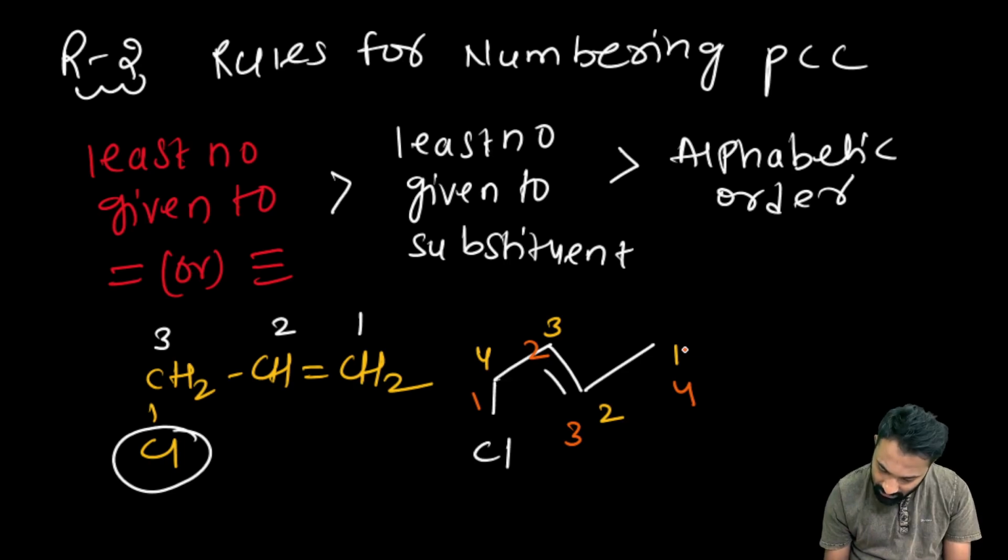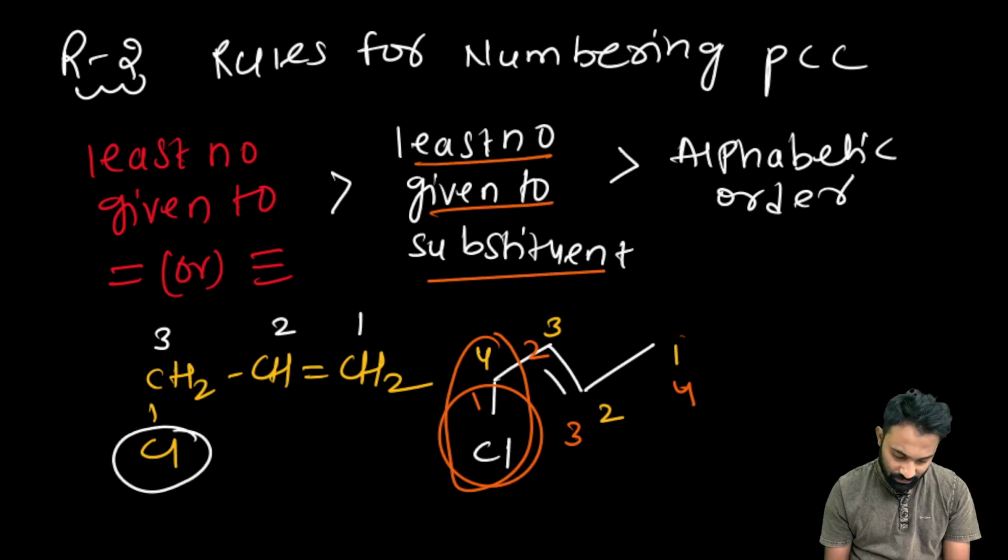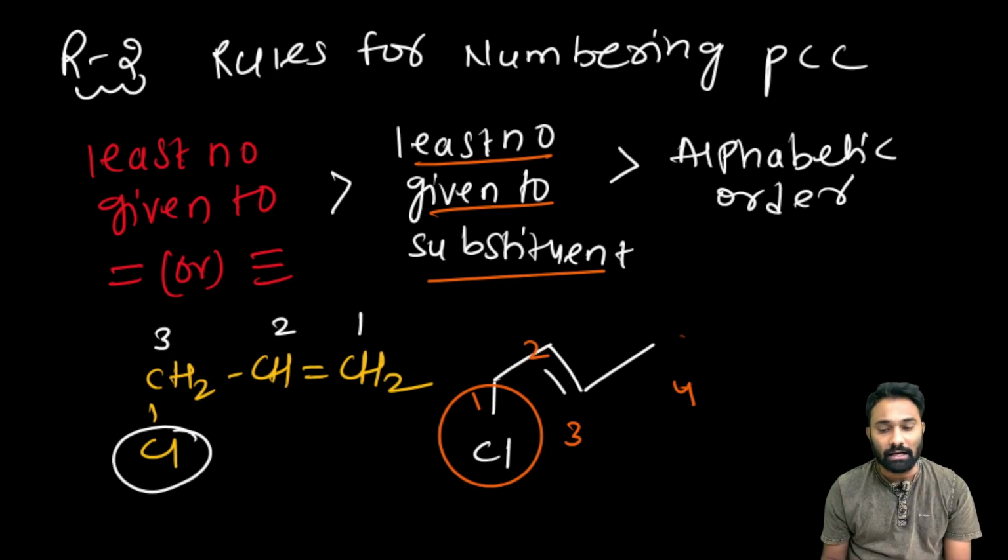But if you follow the numbering in the yellow color, the substituent is getting the higher number. If you follow 1, 2, 3, 4 in this manner, left to right, then the substituent is getting the least number, that is 1. So what I said, the least number should be given to the substituent. So this yellow numbering is wrong. Now this is the correct numbering.